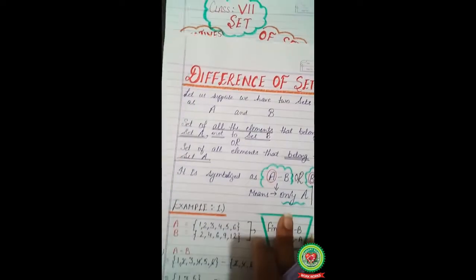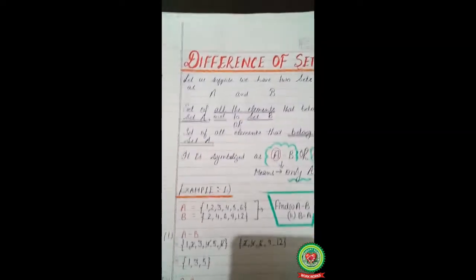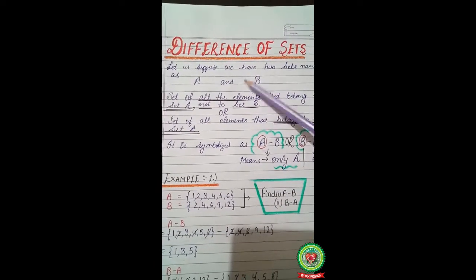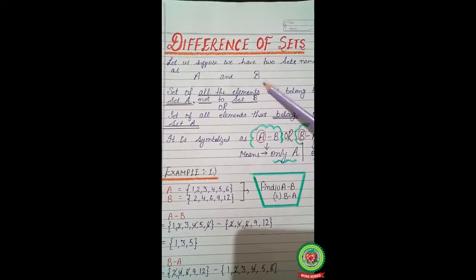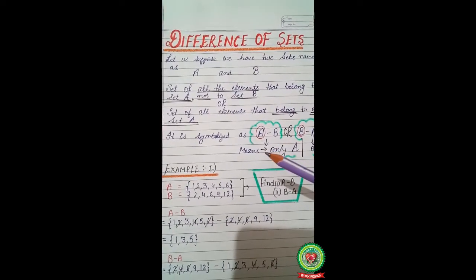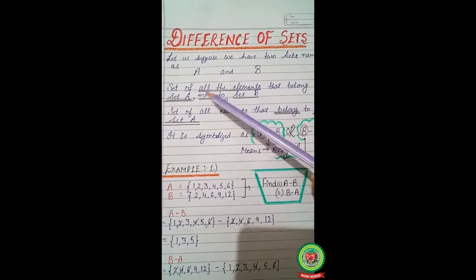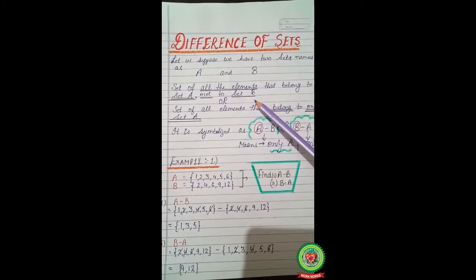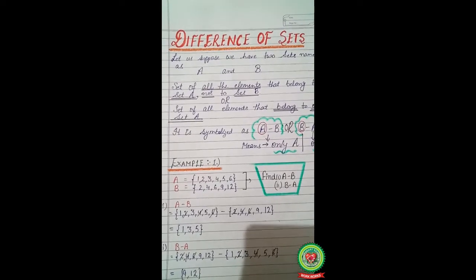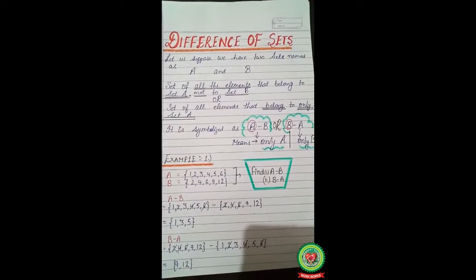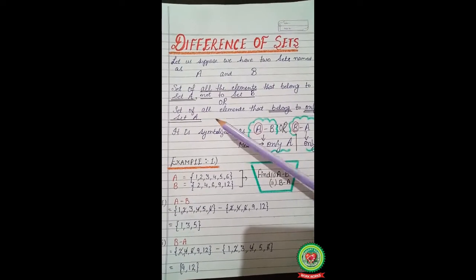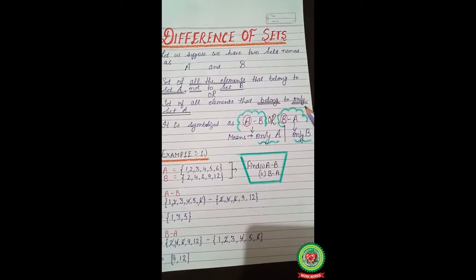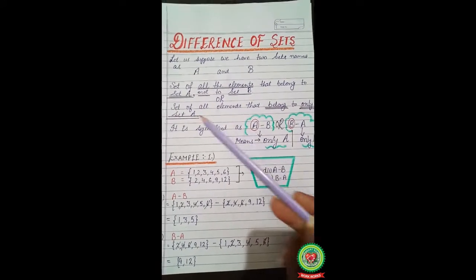But before starting our topic, we will understand the exact meaning of difference of sets. Let us suppose we have taken two sets named A and B, right? The definition says that difference of sets means the set of all elements that belong to set A, not to set B. That means we will talk about only set A elements, not set B elements. Clear? We can also say the set of all elements that belong to only set A.